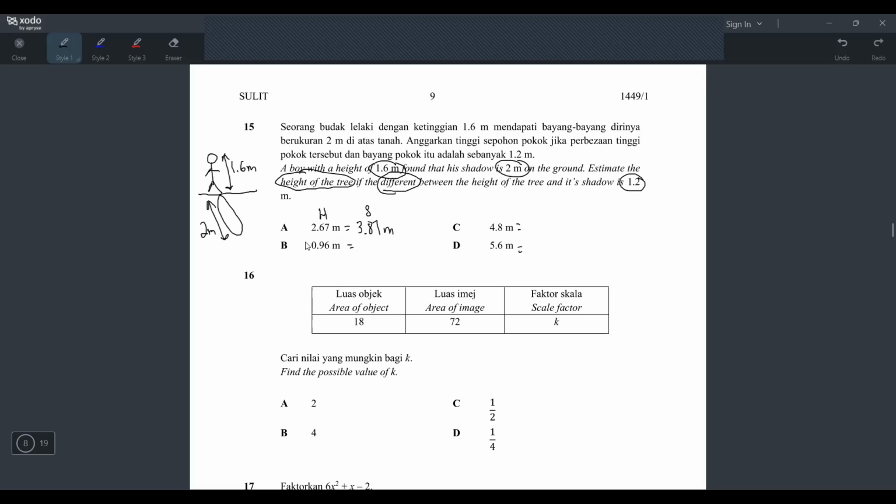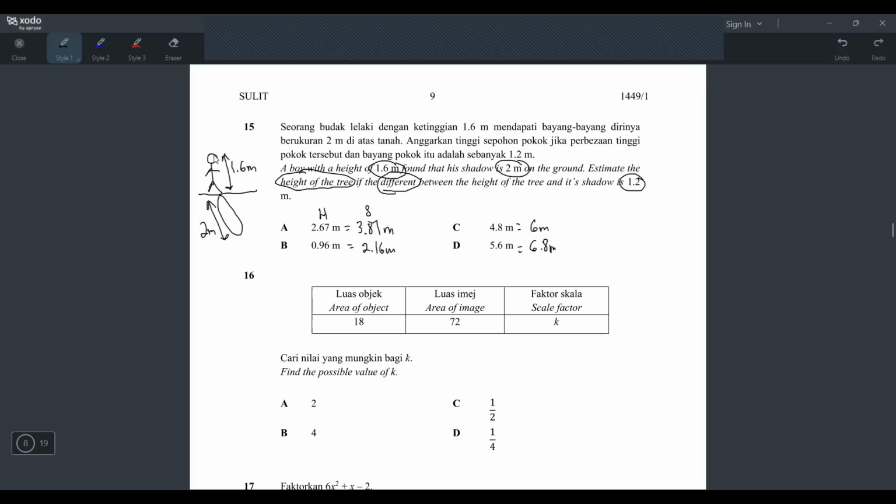What about B? Same thing. I take 0.96 plus 1.2 also. My calculator gives me 2.16 meter. Let's repeat here. 4.8 plus 1.2 is 6.0, so 6 meter. And then 5.6 plus 1.2 is 6.8. After I write down like this, now I try to see which one has the same ratio.